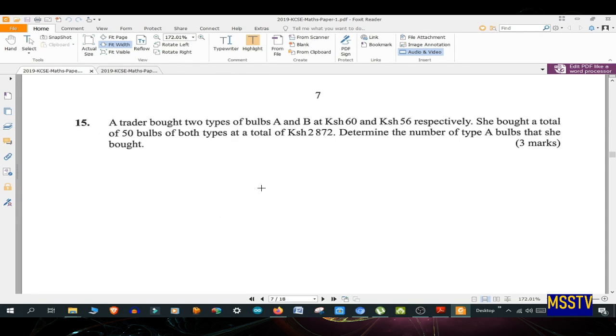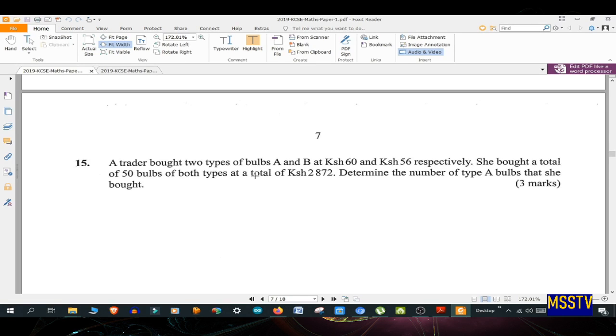Question 15. A trader bought 2 types of bulbs, A and B, at 60 shillings and 56 Kenya shillings respectively. She bought a total of 50 bulbs of both types at a total of 2,872. Determine the number of type A bulbs that she bought. So again, simultaneous equations there.